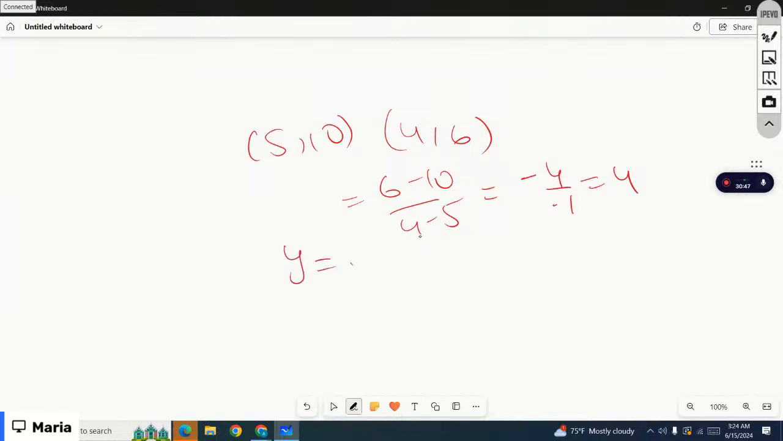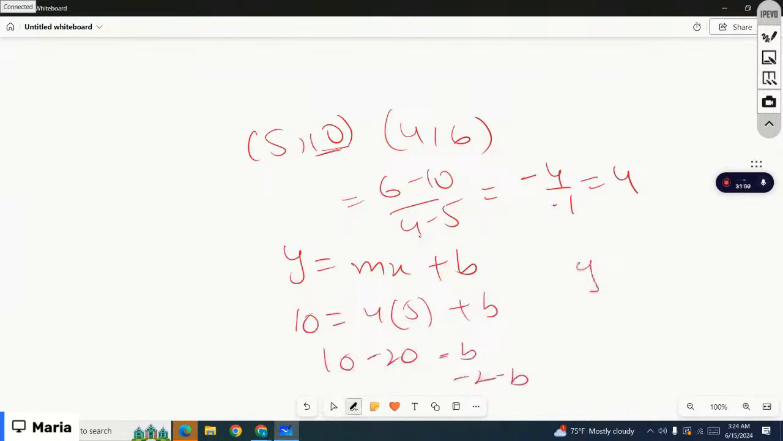Y equals mx plus b. Y is 10, 4 times 5. 10 minus 20, negative 10. So the equation is y equals 4x minus 20, not negative 2. Y equals 4x minus 20 is the correct option.